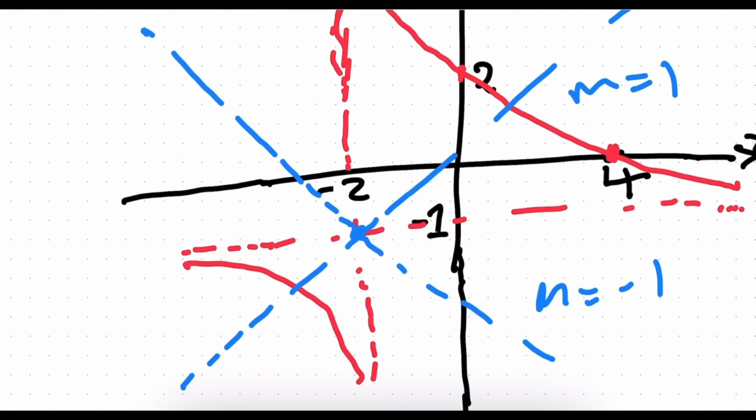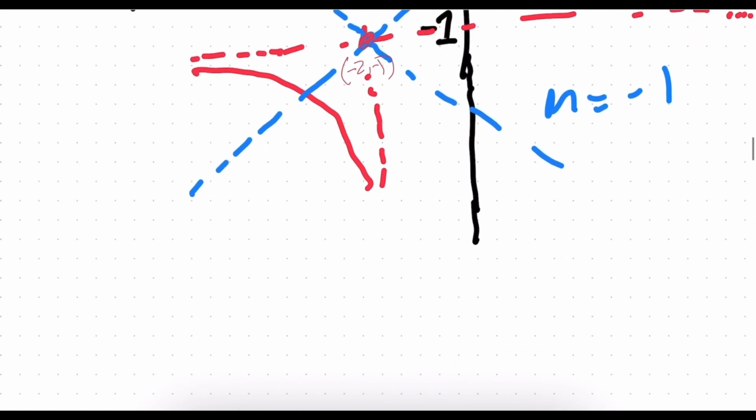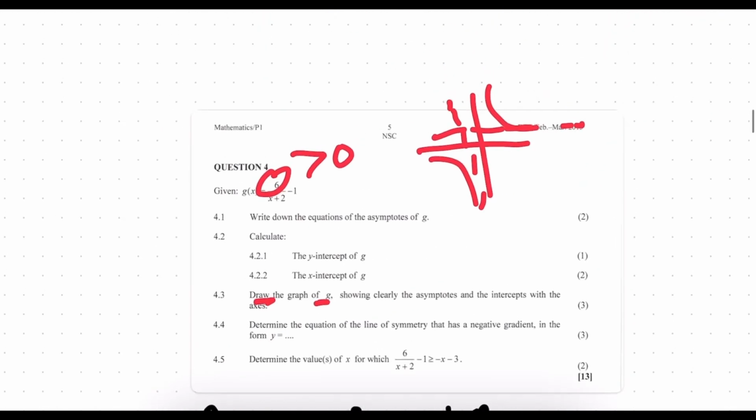Where are our asymptotic lines meeting? You see, they're meeting at this point over here. And what are the coordinates of this point? It's -2 and -1, right? So you know that my line is passes through (-2, -1). So what number was that? Was that 4.4?